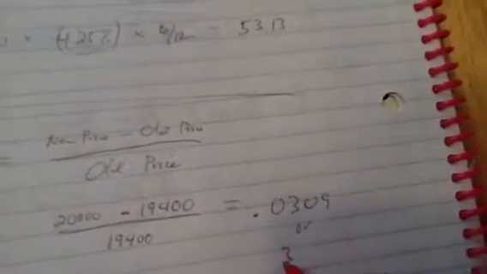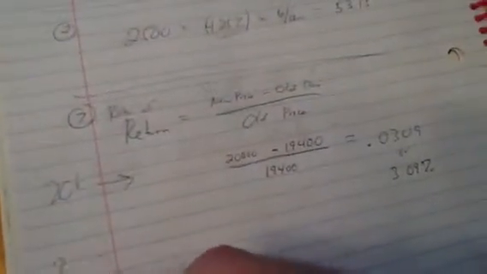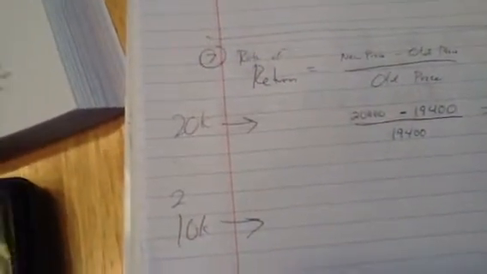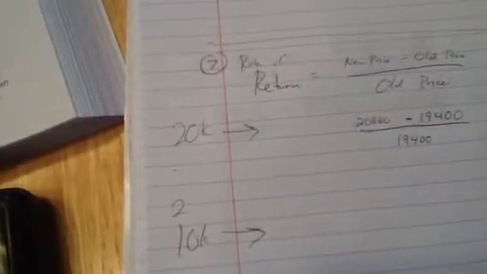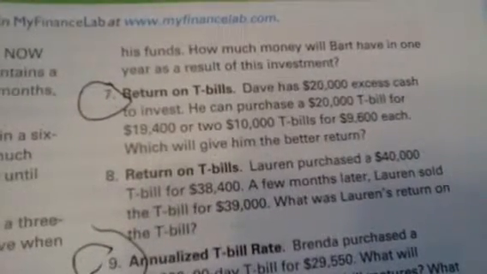This is also 3.09%. Now if he bought the two $10,000 ones as well, then what happens? Well, he can buy two $10,000 bills for $9,600 each.